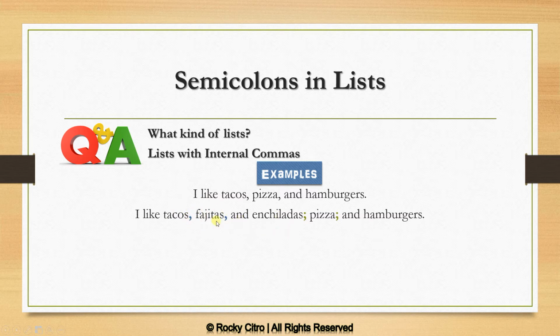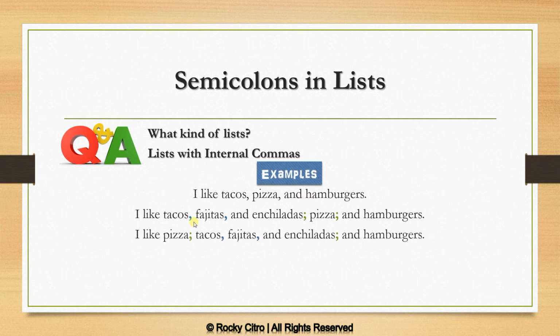I like tacos, fajitas, and enchiladas; pizza; and hamburgers. In this case, because we made a little category with its own list, we need to use the semicolons to show these categorical groupings. We could, of course, just make this one long list. I like tacos, fajitas, enchiladas. We would have to remove this word "and" here. Pizza and hamburgers, and we could use commas there throughout the entire list because there are no larger groupings.